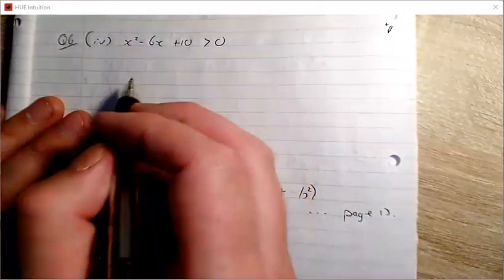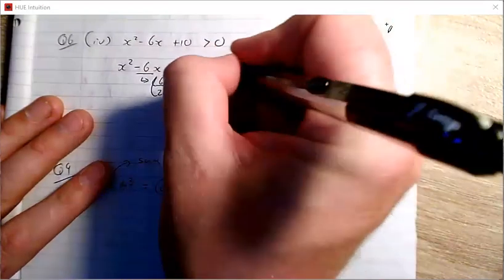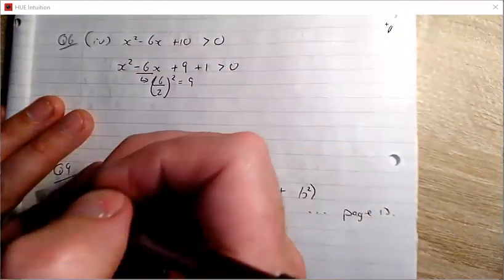Now, you don't actually have a completed square here. But if you separate it out, x squared minus 6x, well, what do you want? Remember the rule with completing squares is half of this number. So 6 over 2 squared. You want a 9. Okay, so let's just rewrite it. So it's x squared minus 6x plus 9 plus 1 instead of plus 10.